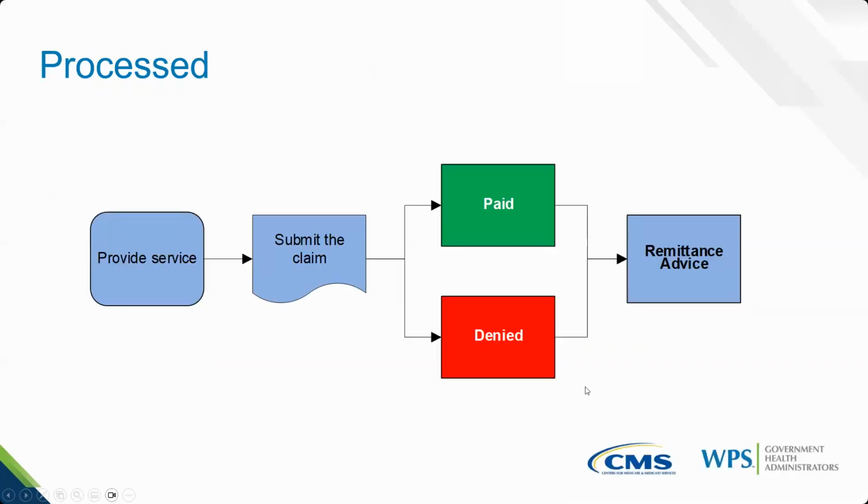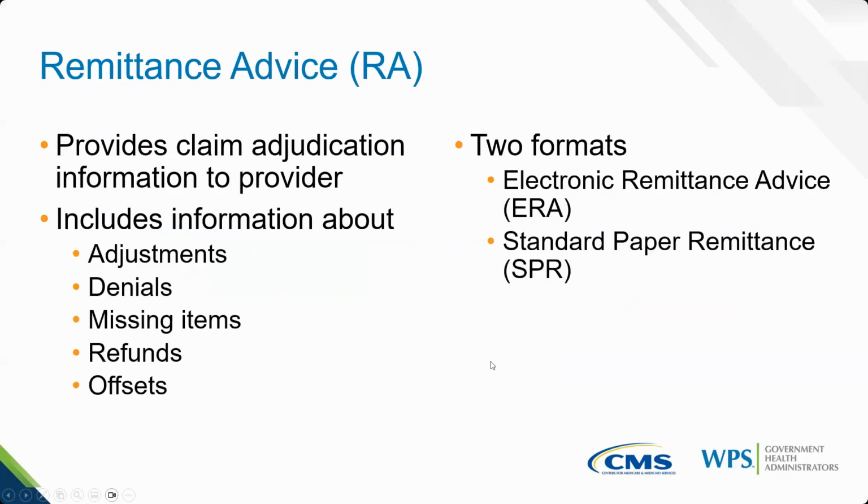So this graphic then shows the path, or the life, of a claim when it's processed. The service is provided, the claim is submitted to Medicare, and based on edits and audits and processing, computer logic, and sometimes a manual review, of course, the claim is either paid or denied, and then that remittance advice is generated. Let's talk about that remittance advice.